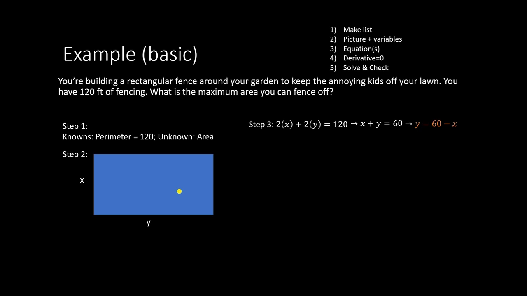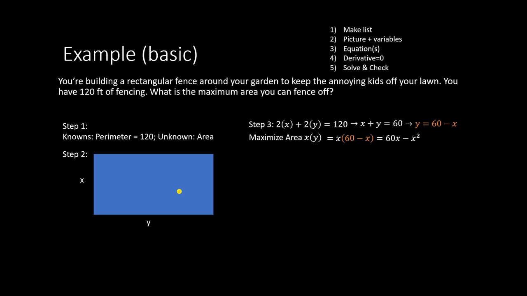We want to find the area, which is length times width. Since our width is x and our length is y, our area is xy. That's the quantity we want to maximize, right? We want to maximize the area. Now, before I can take the derivative of this, I want the area in terms of only one variable. Since y equals 60 minus x, I can replace that in my area equation. Now my area is in terms of only one variable, x.